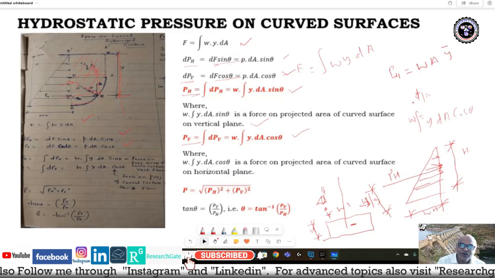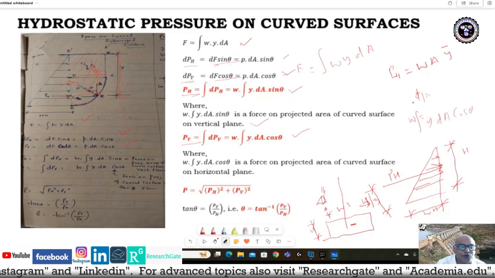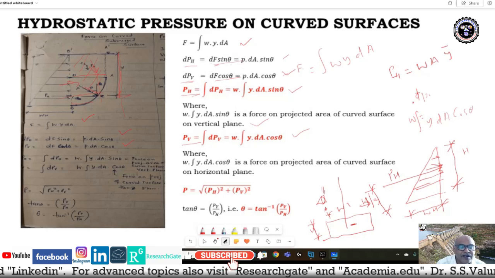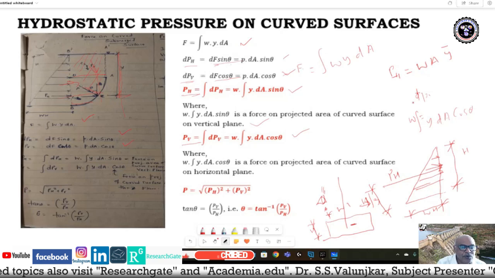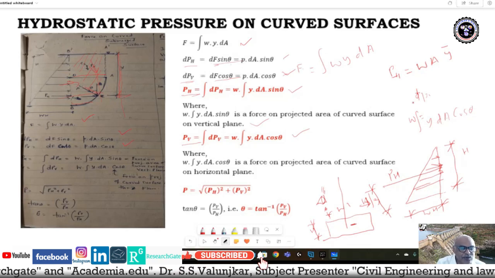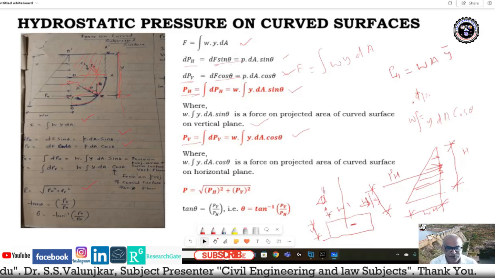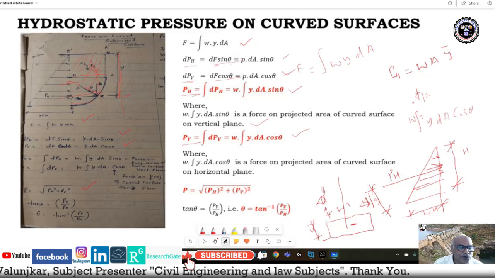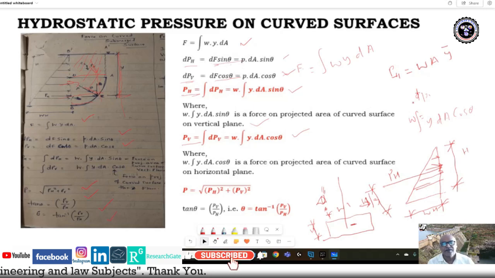WA into y bar, and dPV is equal to W into y dA cos theta, that is force acting on the projected curved surface in the horizontal plane. So let us say this is the horizontal plane. So resultant pressure PR, or P, is equal to under root PH square plus PV square. Already we have studied this in applied mechanics in first year, and tan theta is equal to PV upon PH. So theta is equal to tan inverse of PV upon PH. Okay, so this is the theory behind the hydrostatic pressure on the curved surface.